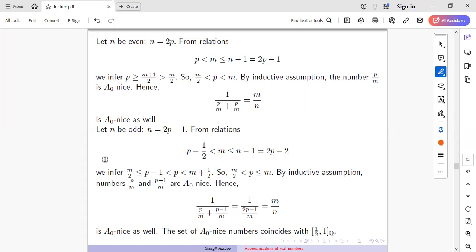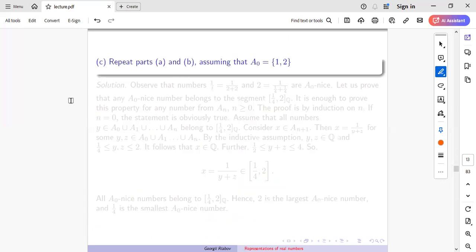We proved that if all rational numbers with a denominator 1, 2, 3 till n minus 1 from the segment 1/2 to 1 are nice, then all rational numbers with the denominator n from this segment will be also nice. We have found all A0 nice numbers, and these are rational numbers from segment 1/2 to 1.